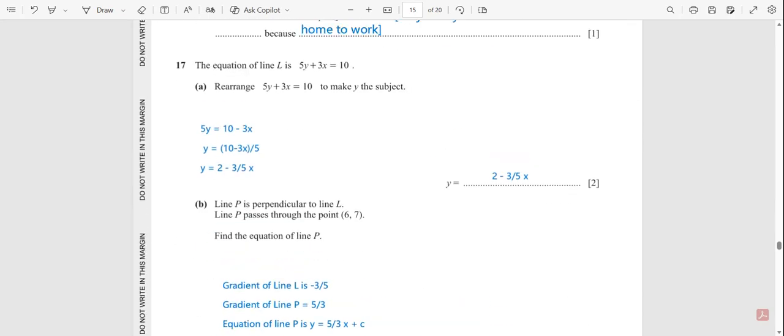Question number 17. The equation of a line L is 5y plus 3x equals 10. Rearrange 5y plus 3x equals 10 to make y the subject. Now 5y is equal to 10 minus 3x, so y is (10 minus 3x) over 5, y is 2 minus 3 over 5 x. So this is our equation of the line L.